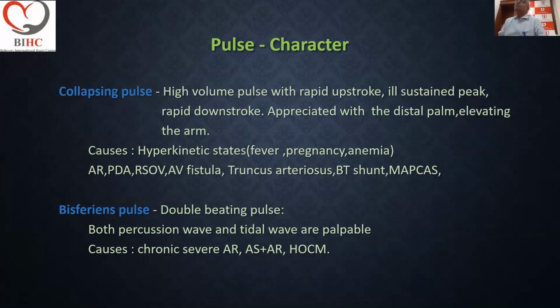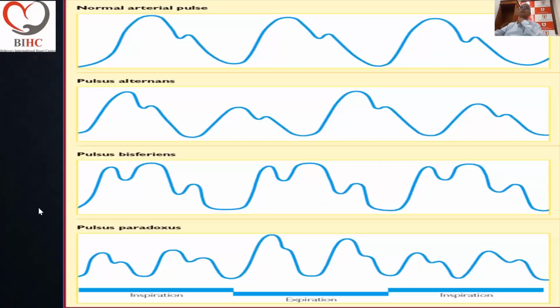We also speak of the bisferiens pulse when you can feel 2 beats on the upstroke. It can happen when aortic stenosis is combined with aortic regurgitation. In children, a bicuspid aortic valve is a commonest reason for the combination of aortic stenosis and aortic regurgitation. Or chronic severe aortic regurgitation alone can be associated with a bisferiens pulse, or hypertrophic obstructive cardiomyopathy, rare in children as a full-blown hypertrophic obstructive cardiomyopathy, but if it is there, that can also be a reason for a bisferiens pulse. If you can look at these images, they would show you what is the different pulses.